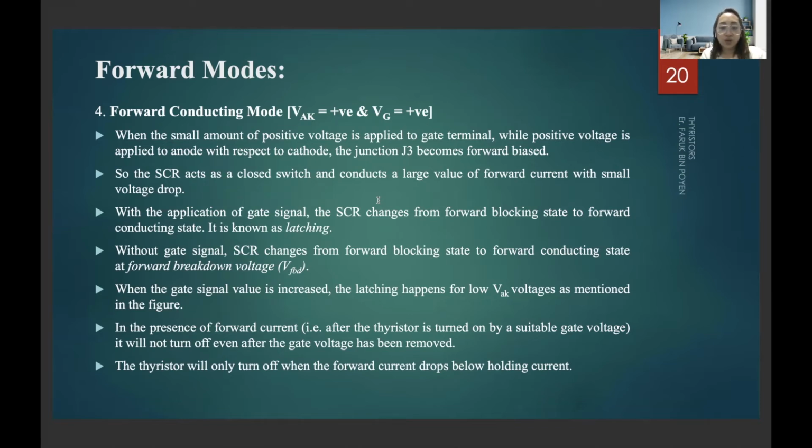Without the gate signal, the SCR changes from the forward blocking state to the forward conducting state at the forward breakdown voltage. When the gate signal value is increased, the latching happens from a low VAK voltage, as shown in the figure. In the presence of forward current, after the thyristor is turned on with a suitable gate voltage, it will not turn off even after the voltage has been removed. The thyristor will only turn off when the forward current drops below the holding current.